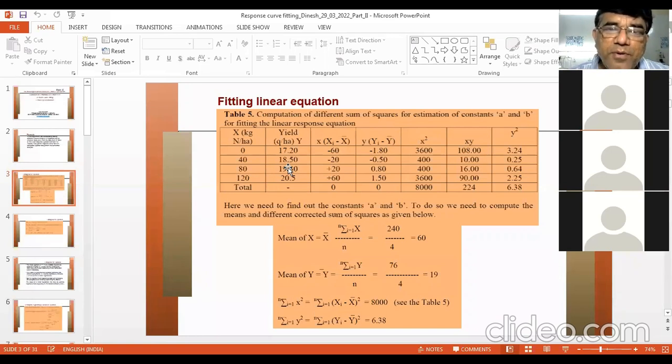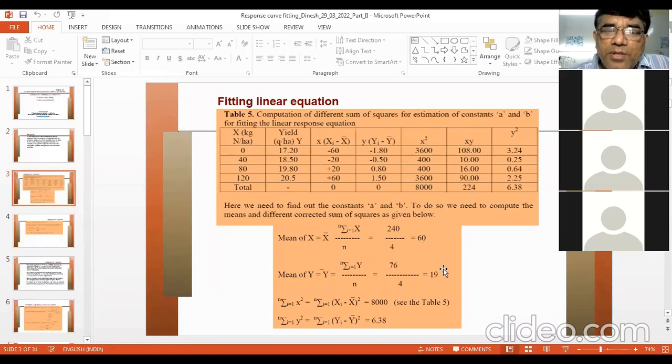If we want to calculate the values of a and b, we need to calculate certain corrected sums of squares and the total sum of squares. First, you need to take the mean of X and the mean of Y. The mean of X, the independent variable, is summation X upon N. The total of all X is 240, and the pairs of observations are 4: 0, 40, 80, 120. So 240 divided by 4 gives 60 as the mean of X.